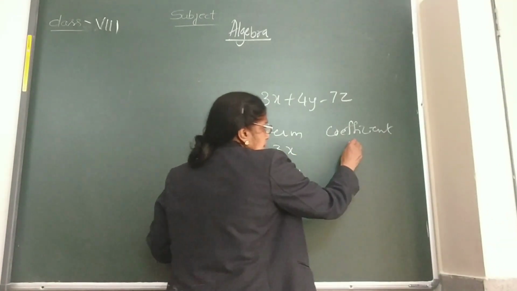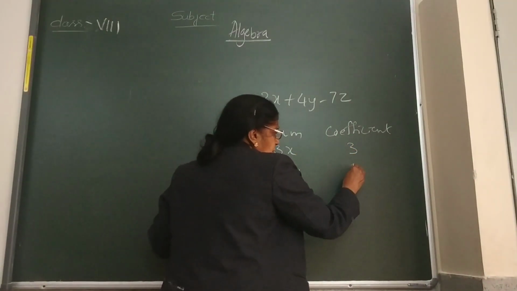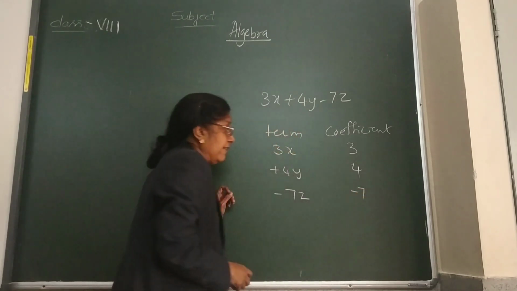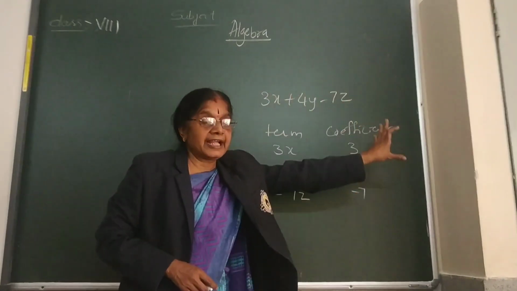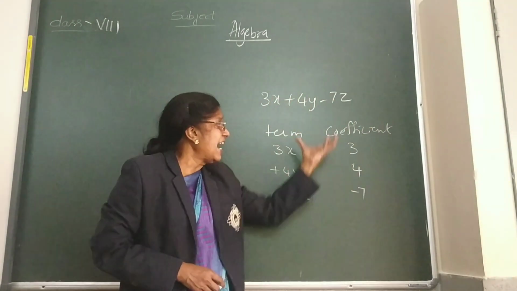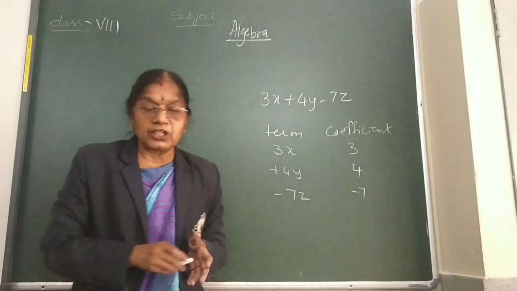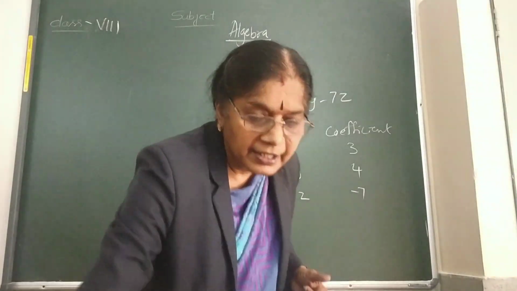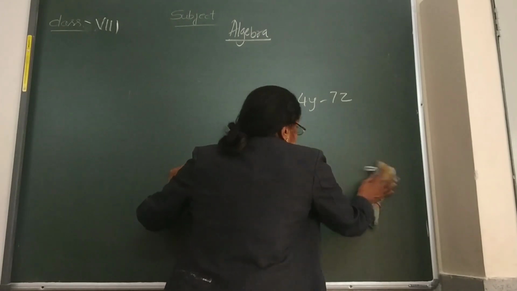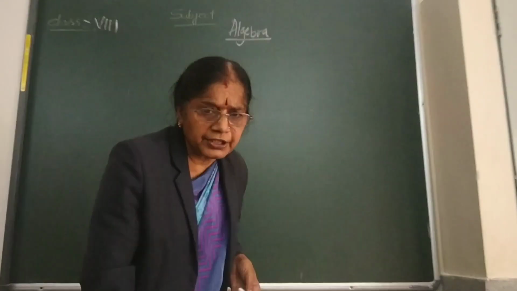3x, coefficient is what? 3. 4y, coefficient is what? 4. And z's coefficient is minus 7. So in an algebraic expression, we can identify the terms and the coefficients of the terms. This is how we can write down the terms and coefficients of the terms. After that, let us go to the types of terms.